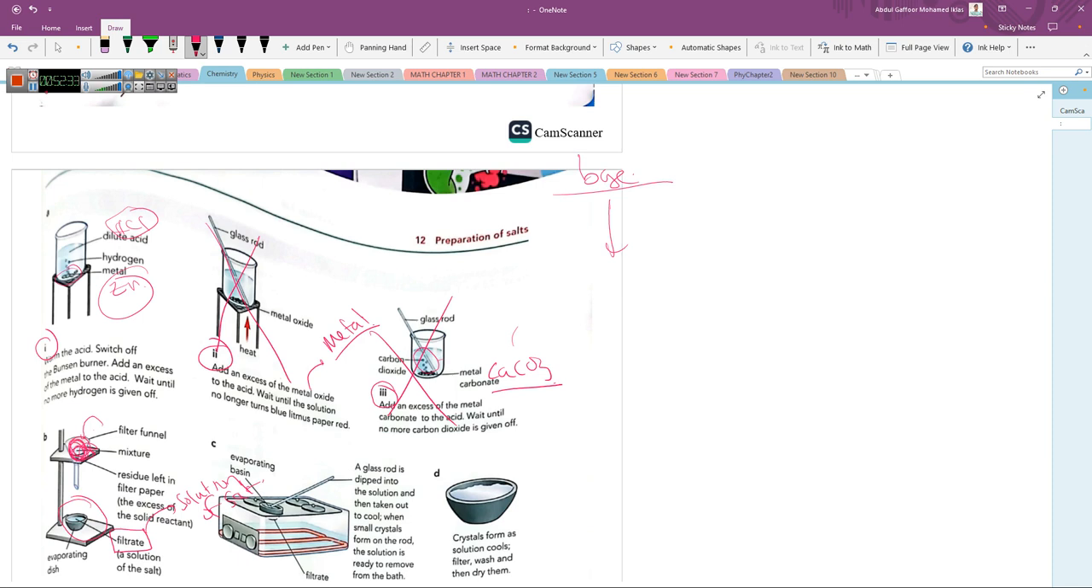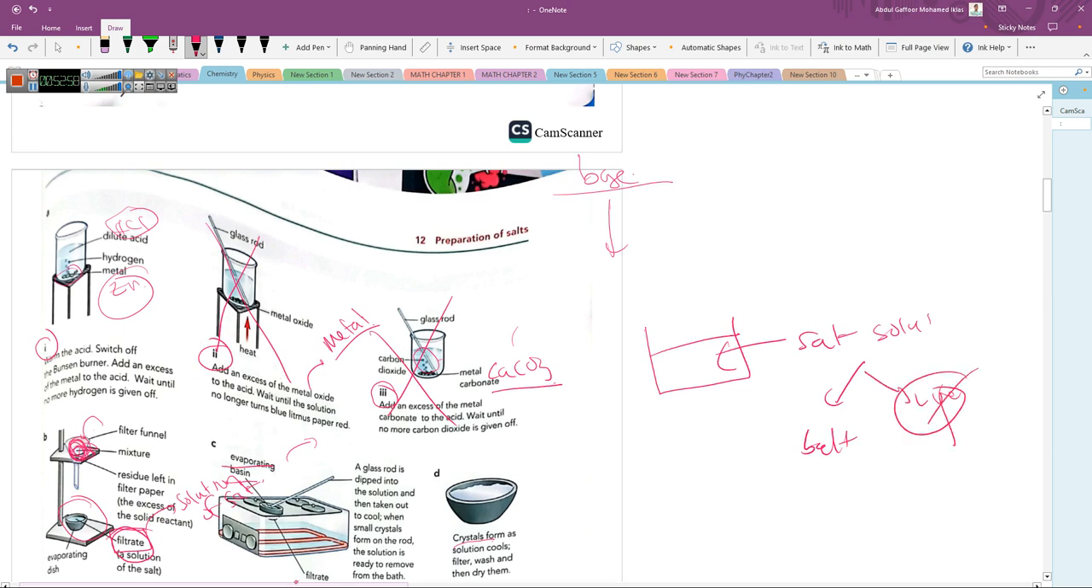So after that, this filtrate will be taken, and we will put it in an evaporating basin, right? You can use a water bath or evaporating basin, and after evaporation, we will get the crystals, right? So crystals will be formed. Because the salt solution contains salt and water, right? If you evaporate the water, you will get the salt in crystals, right?